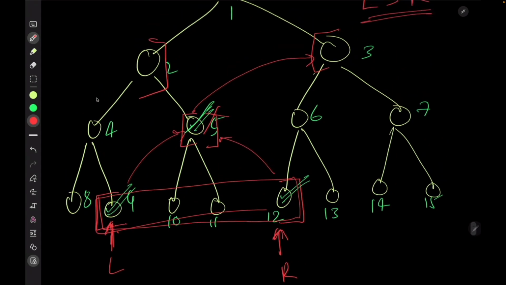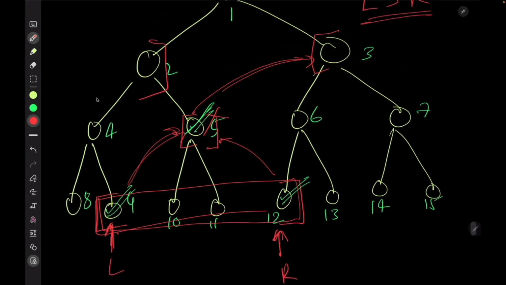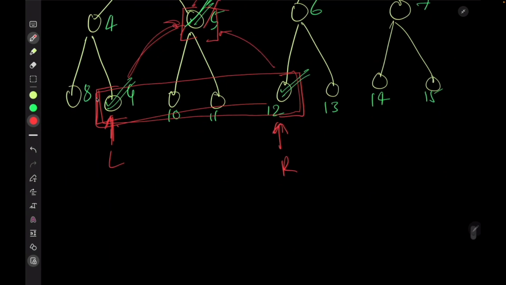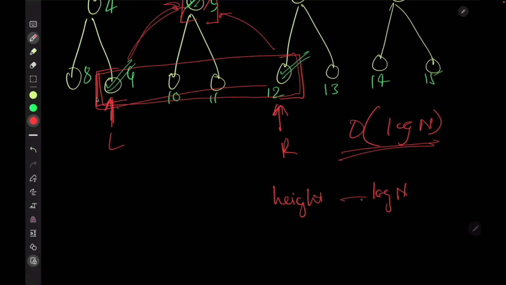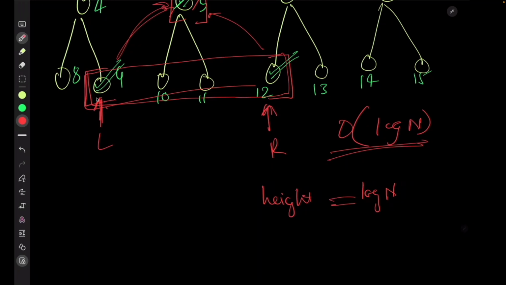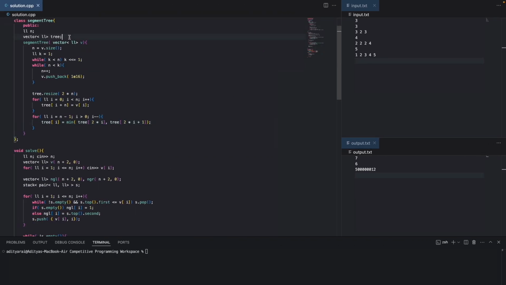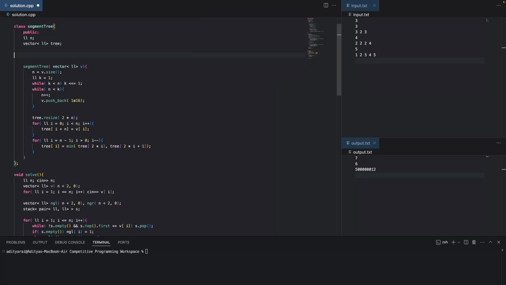Since they are traversing upwards, again the time complexity is O of log n, since the height of the tree is log n. So this is how we are doing our query. So let's write the program for this query. Over here we are writing the program for query.